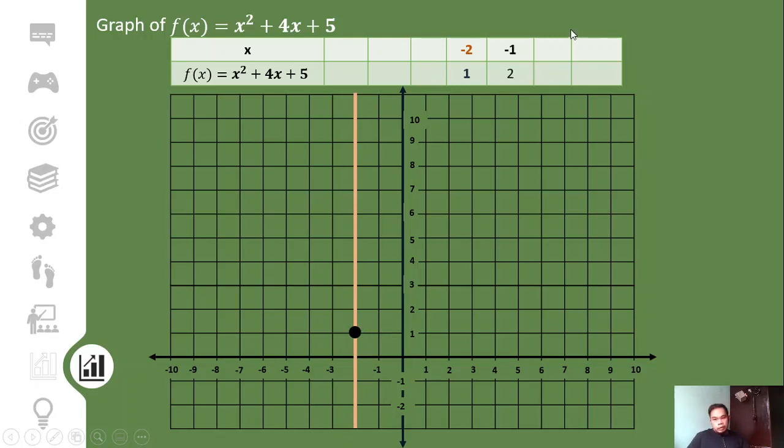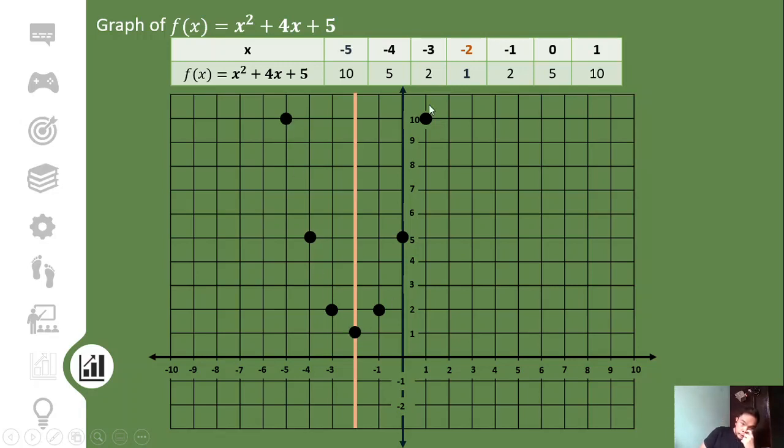Okay, now let's plot negative 1, 2. So negative 1, 2 is here. Then let's have 0, 5. So ito yun. Then we have 1, 10. So ito yan. Okay. Then the other half. Okay, so we have negative 3, positive 2. We also have negative 4, positive 5. And negative 5, positive 10.